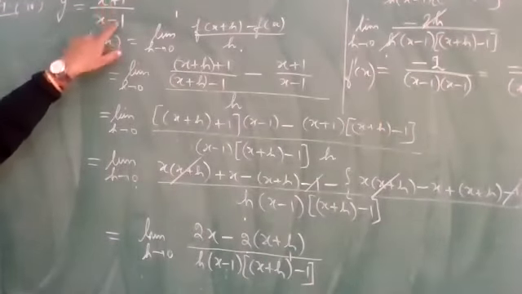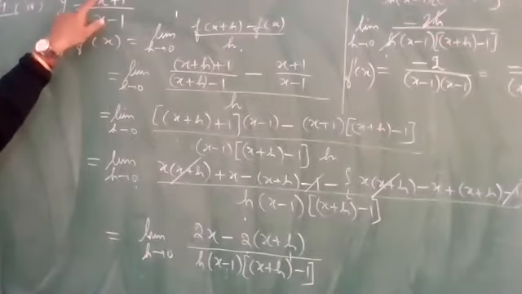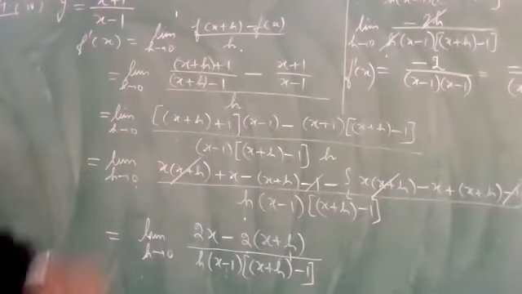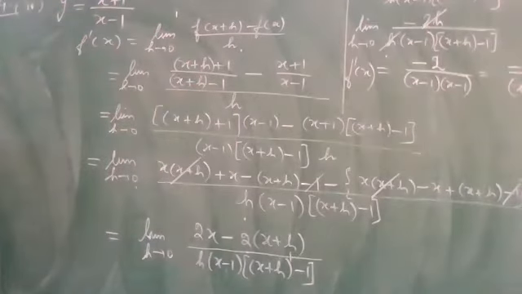And we can check the result by applying formula also. If we apply the formula, that is quotient rule, and if by quotient rule we are doing the derivative, we will get the same result. Minus 2 upon (x minus 1) whole square.